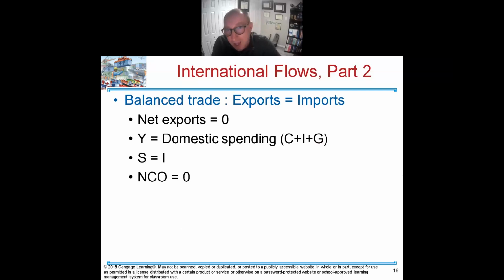Of course, best situation is to have what we call balanced trade. It's where your exports equal your imports. Net exports will be zero when this happens. Your gross domestic product will be equal to your domestic spending, right? So income equals expenses, basically, right? The idea is to have zero. Savings will be equivalent to your investing, and net capital outflow will be zero.